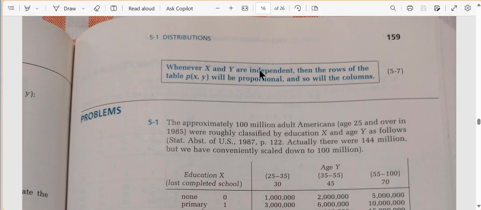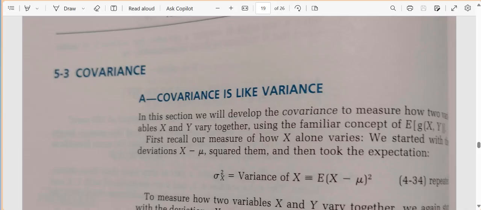And they say this pattern is generally true. That is, whenever x and y are independent, then the rows of the table Pxy will be proportional, and so will the columns. So that's kind of a short way, or an easier way, of checking for independence. Of course, they didn't prove this, but okay. So let's go on to this next section.